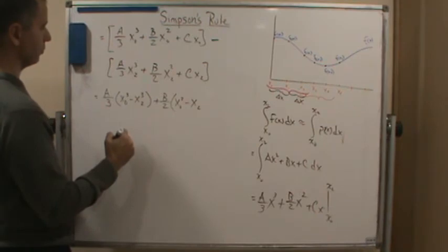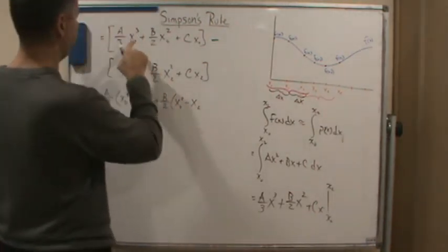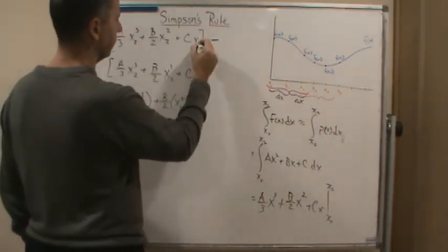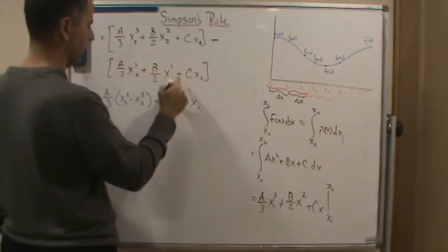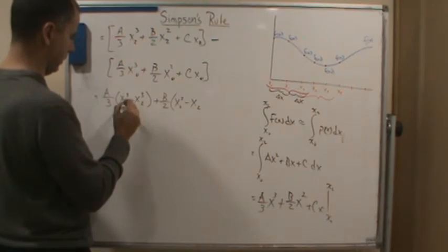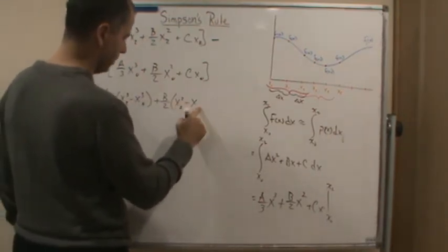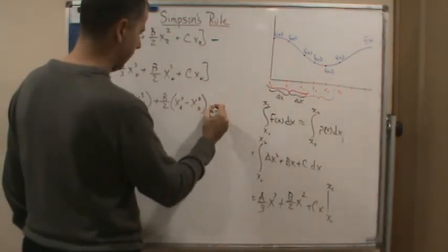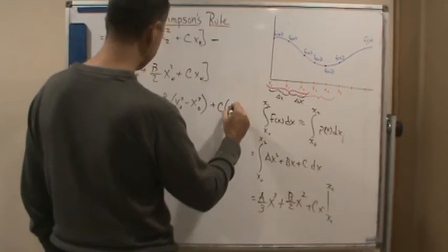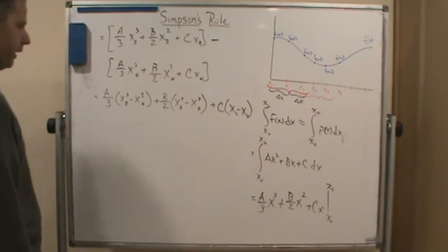oh, hold on a second. I'm doing this backwards. Sorry. This should be x2 minus x0, x2 squared minus x0 squared. Okay. And then plus c times x2 minus x0. Okay, there we go.